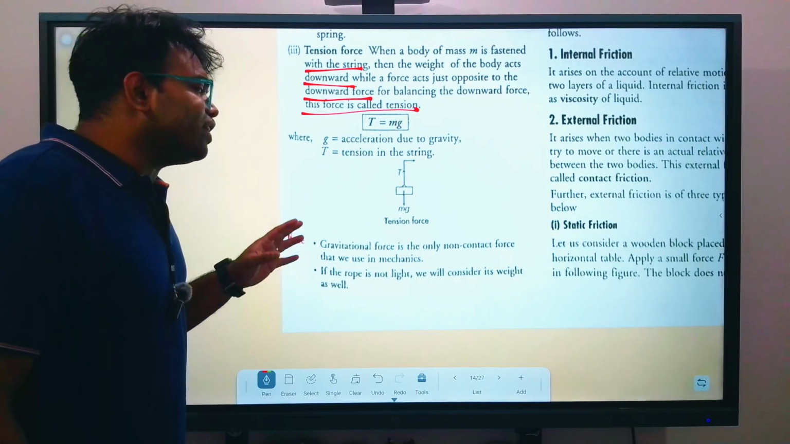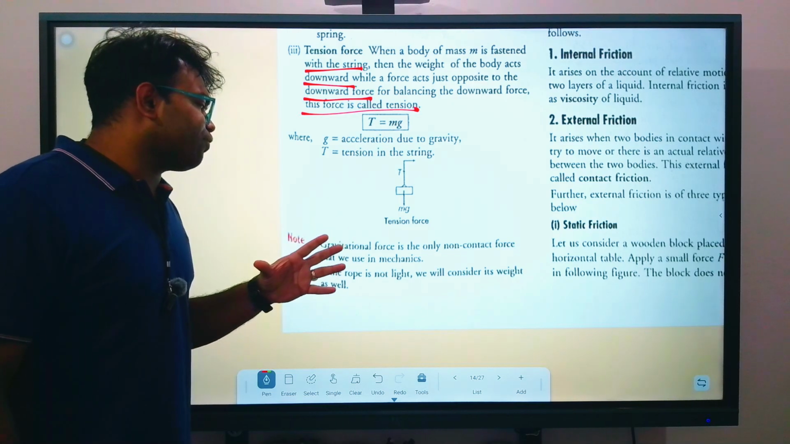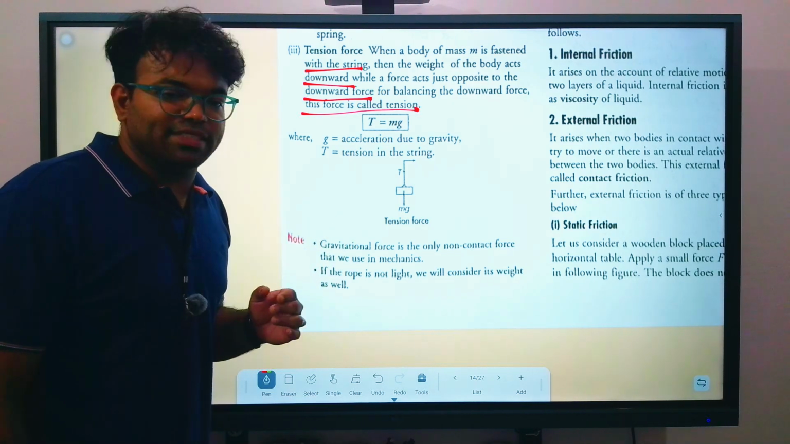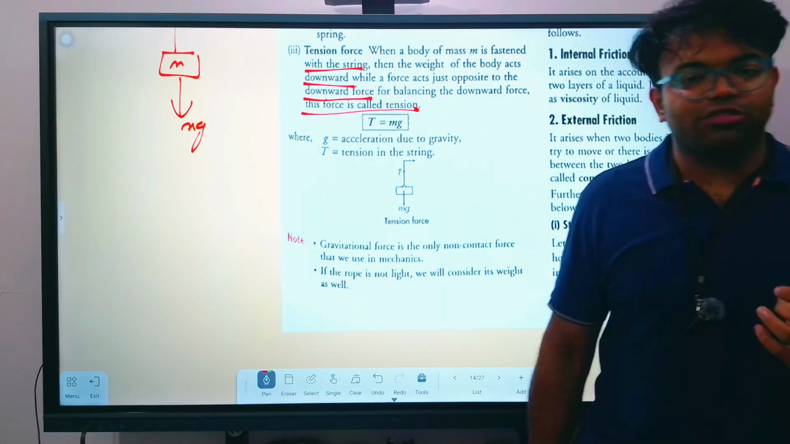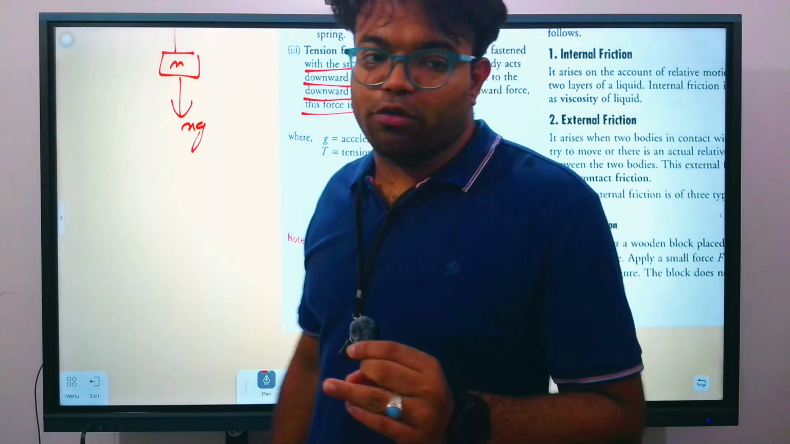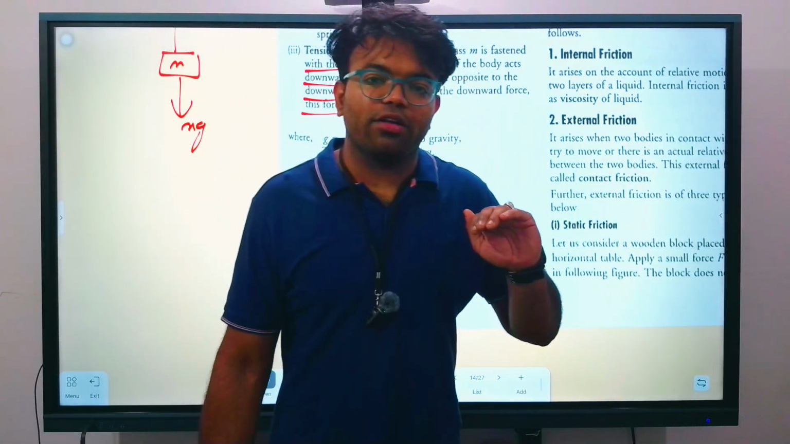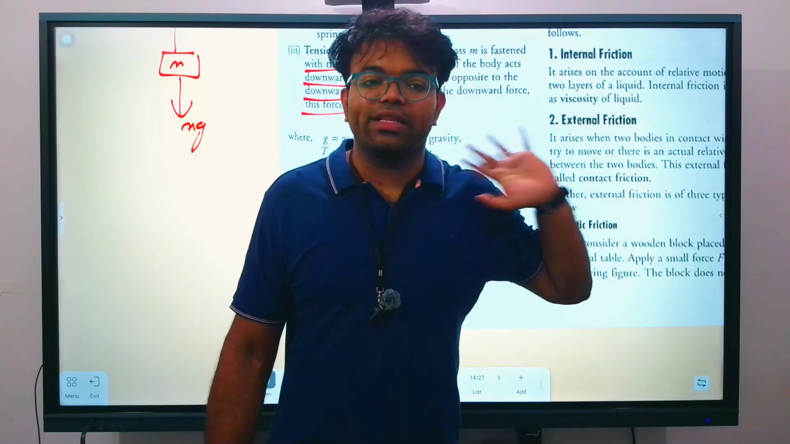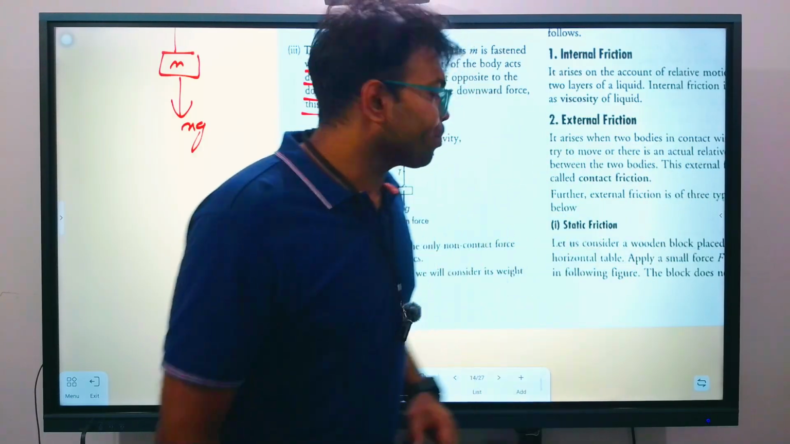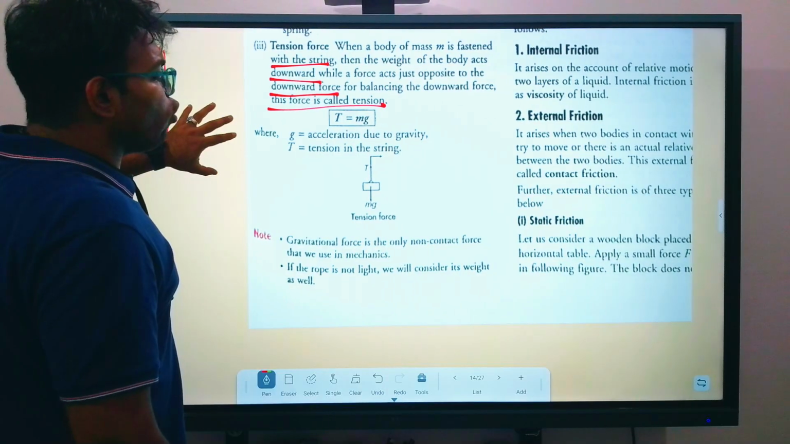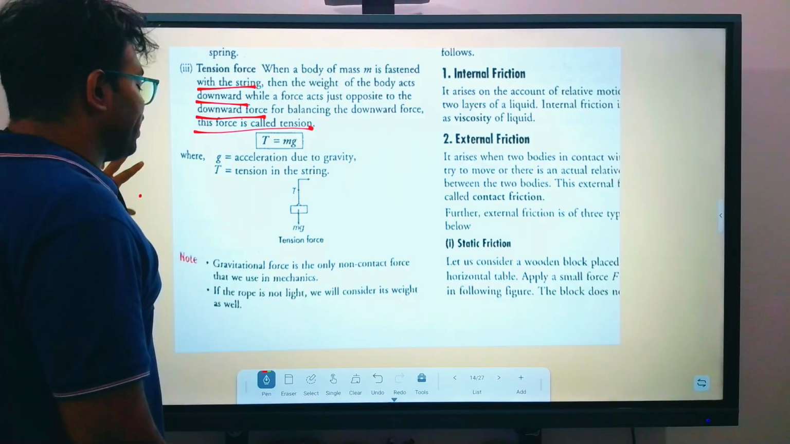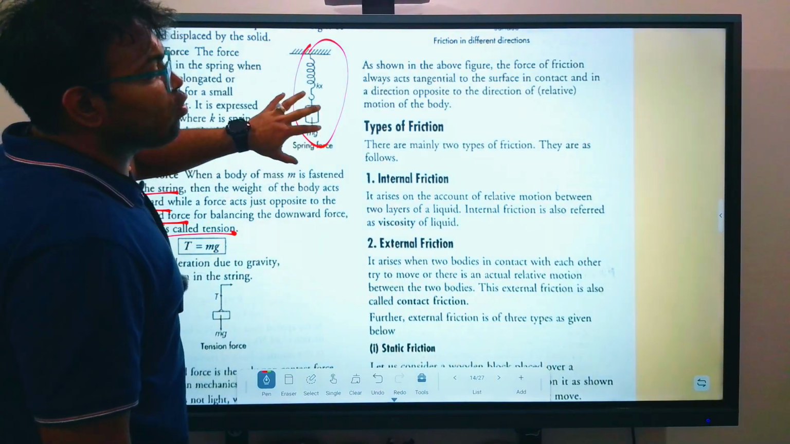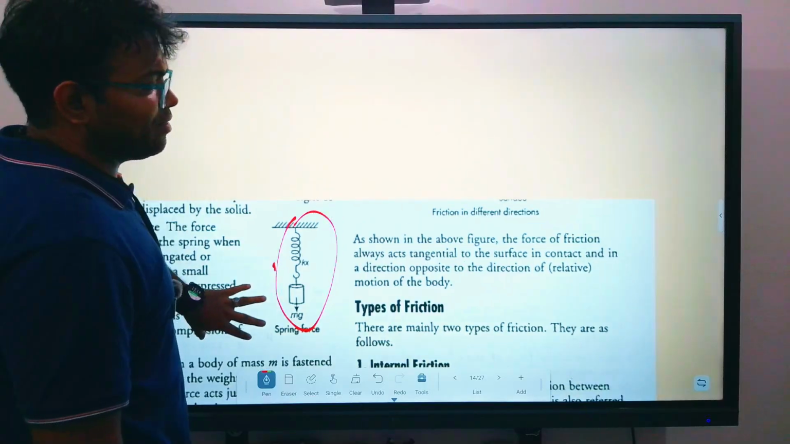Now, the gravitational force is the only non-contact force that we use in mechanics. In mechanics, we are not going to discuss the electrostatic force or the magnetic force. Understood? Those are part of the 12th class chapters. So if the rope is not light, we will consider its weight as well. The weight of the rope is also to be considered.